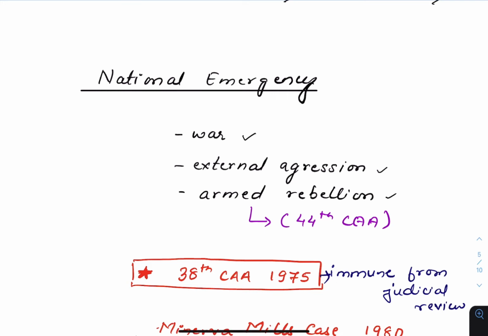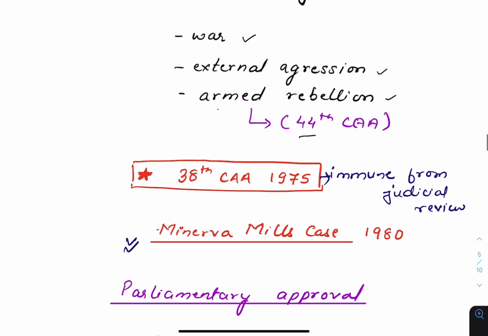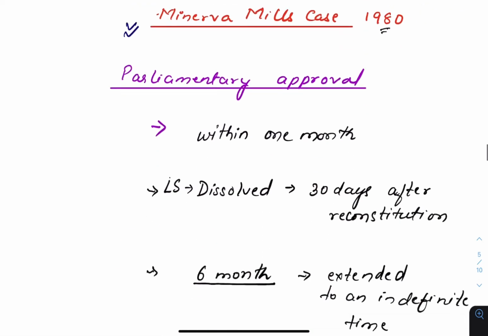Earlier, the third ground was internal disturbances. The 44th Constitutional Amendment changed it to armed rebellion. The 38th Constitutional Amendment Act 1975 made the declaration of national emergency immune from judicial review. But the 44th Constitutional Amendment removed this part. Also, the Minerva Mills case in 1980 declared that the proclamation of national emergency can be challenged in court.